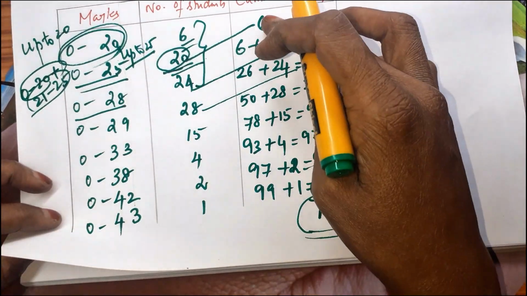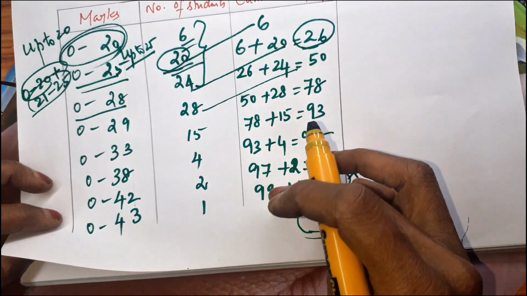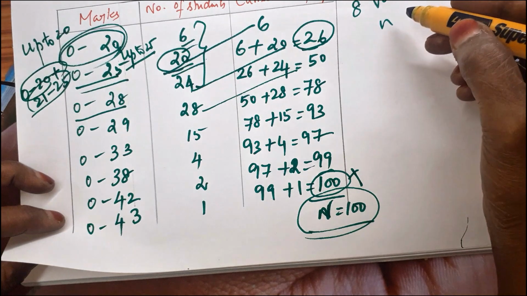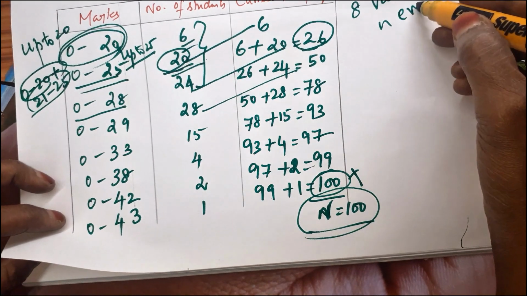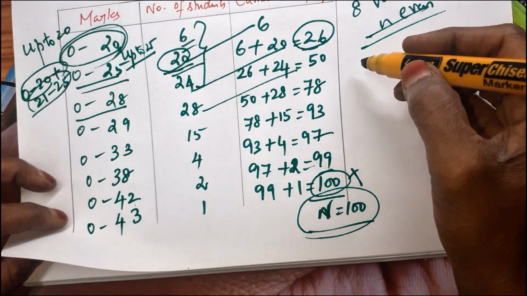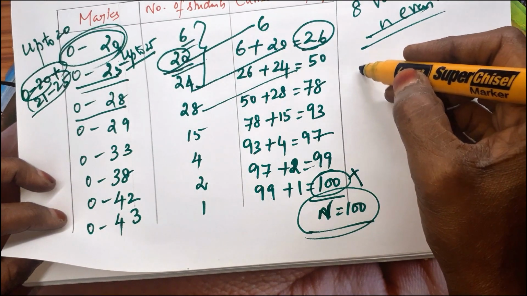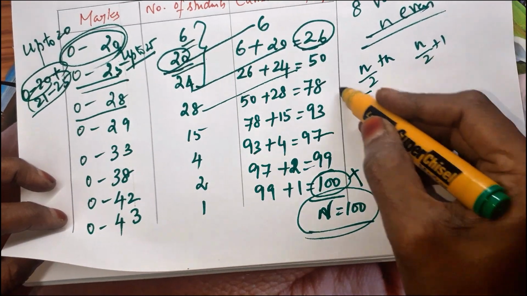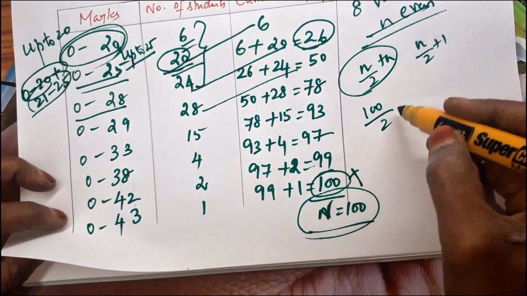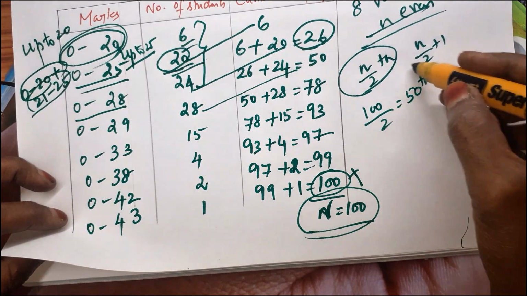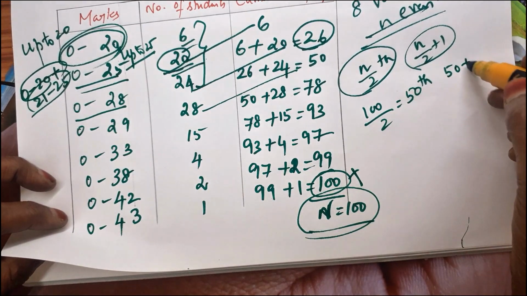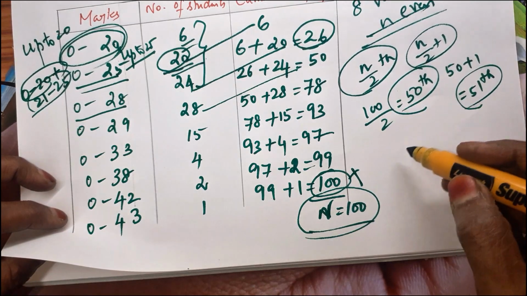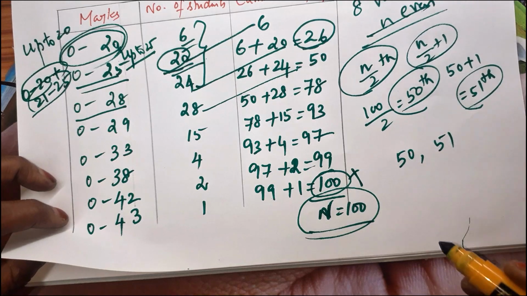How many values are given? 1, 2, 3, 4, 5, 6, 7, 8. 8 values are given. So the number of values is even. So we have to find the n by 2th observation and the n by 2 plus 1th observation. n by 2 means 100 by 2, which is the 50th observation. The next one is 50 plus 1, the 51st observation. So in cumulative frequencies we have to go for 50 and 51.